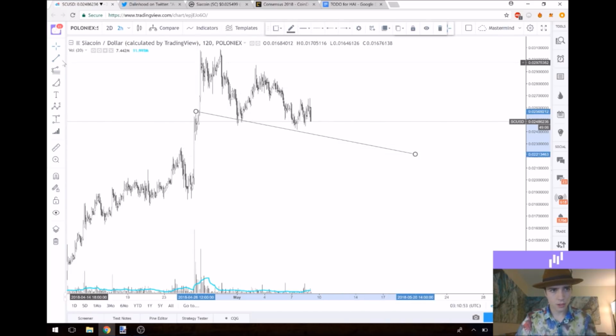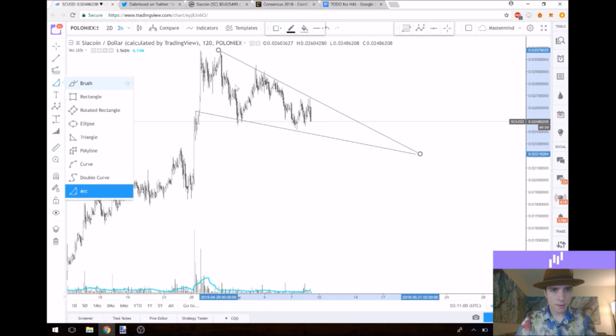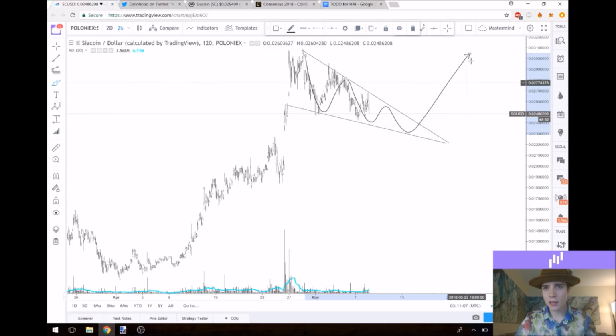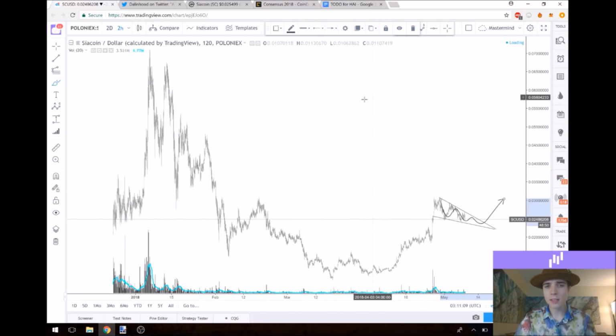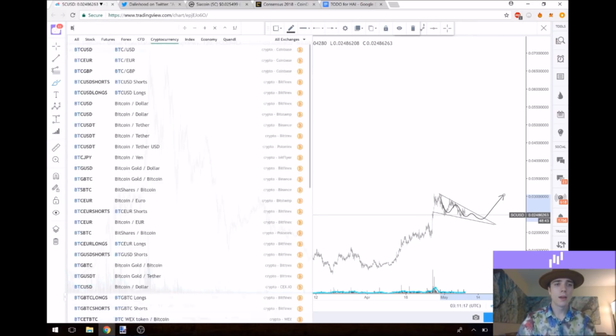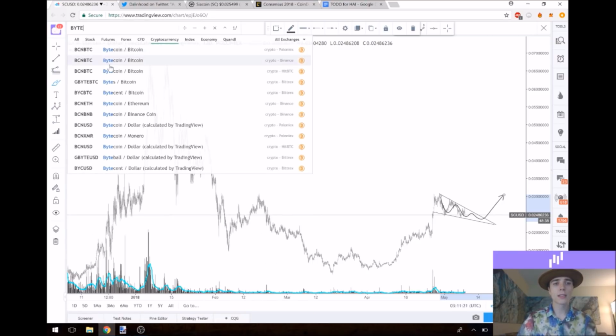So let's draw this. It's doing another falling wedge fractal. As you can see, it's just been bouncing in this channel, and I expect it to do a breakout and continue impulsing upwards. The reason for this is because I believe Siacoin to be shortly behind Bitcoin in its market cycle. Dogecoin, Siacoin, they all look very similar, but Bitcoin looks like it's the first one to really head for that breakout. So let's analyze Bitcoin really quick.